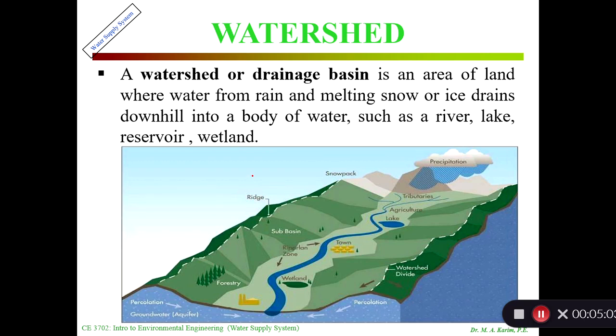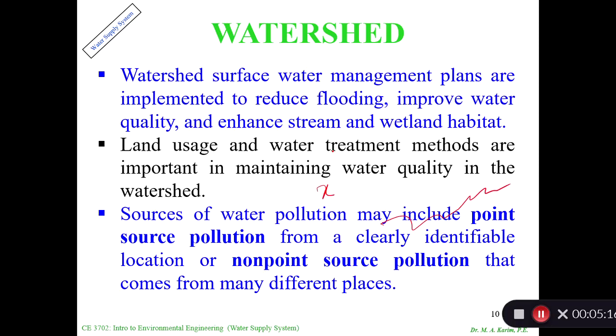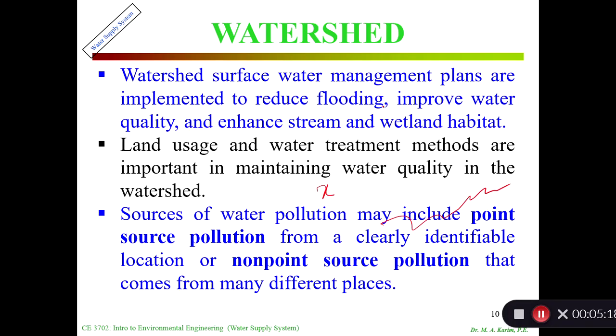Watershed is very important to know, because if we take water from a watershed where there is a lot of pollution and other things, then we'll get a lot of polluted water. So watershed surface water management plans are implemented to reduce flooding, improve water quality, and enhance stream and wetland habitat. The main thing is the water quality. These are the major things.